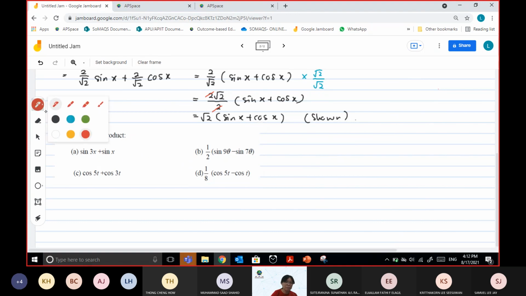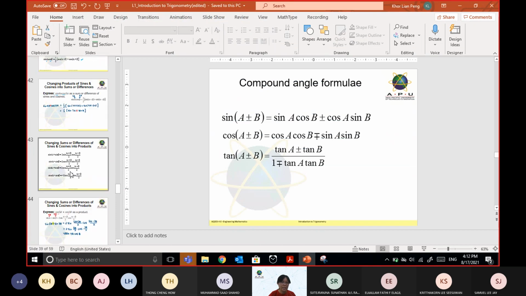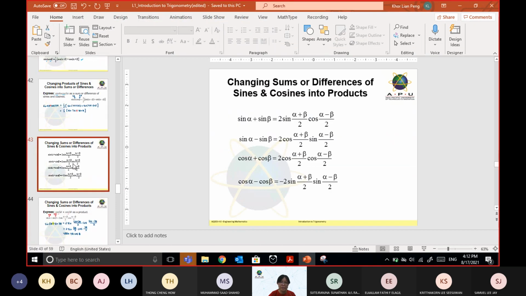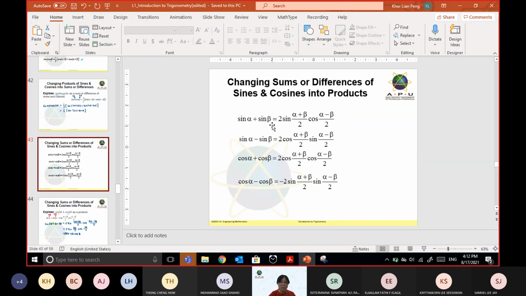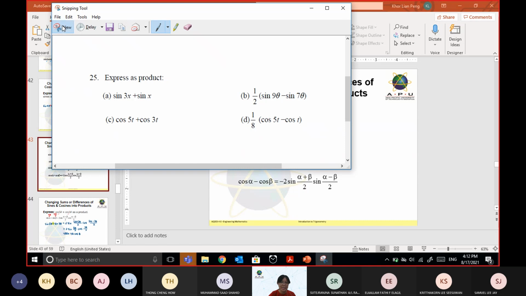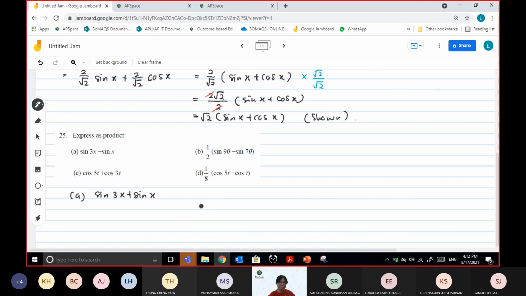So if I start from question A, sine 3x plus sine x. Can you see this is actually a sum? So you need to express it as a product. Previously we have this one. What we have just now is sine plus sine. That means I should use the one with sine plus sine. So I can use these to solve.